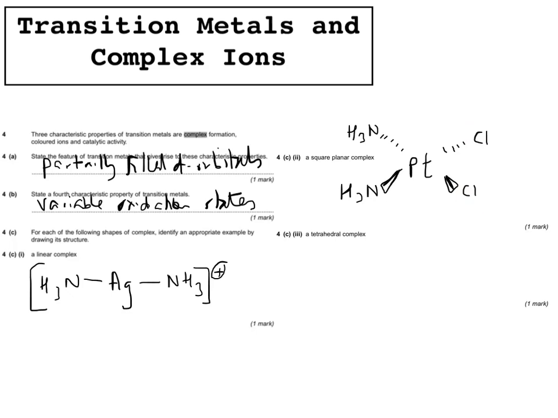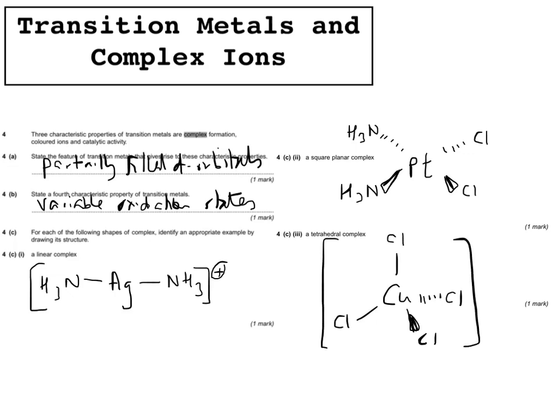And then a tetrahedral complex, an example could be cobalt or copper chloride. So we'll use copper chloride, which has 4 Cl's around it, 4 chloride ions. Copper in the middle has a 2+ charge. The chloride ions each have a -1 charge, and therefore overall this has a 2- charge.